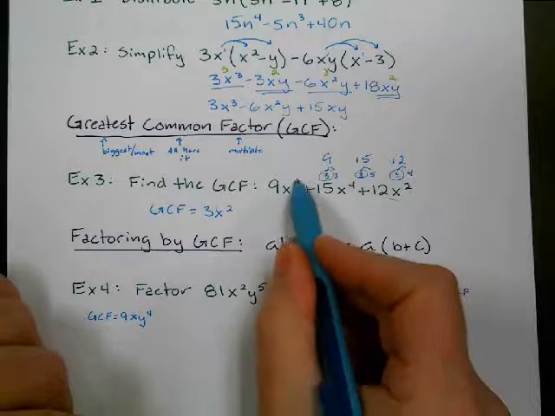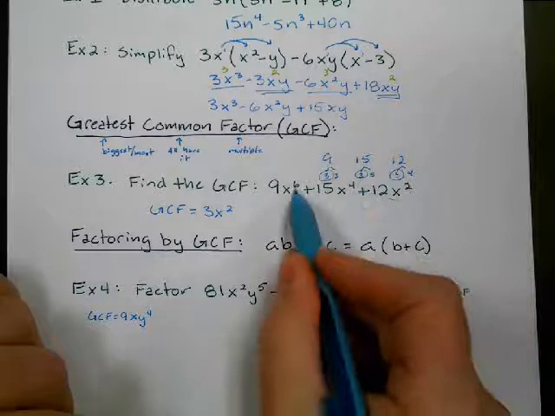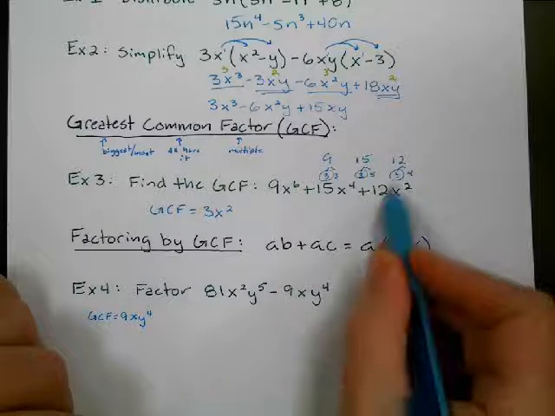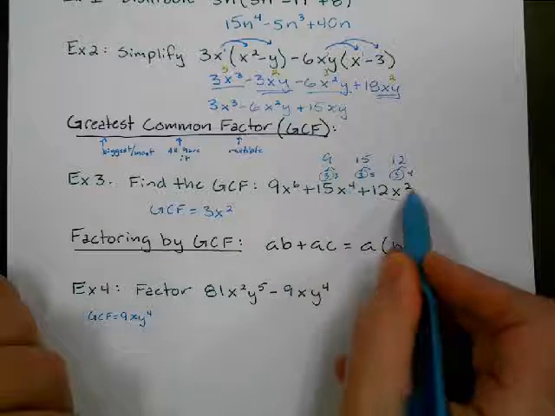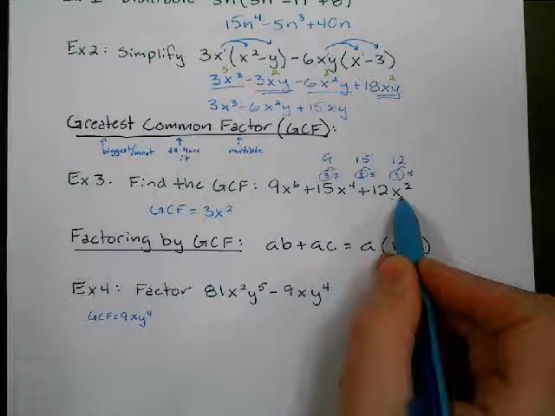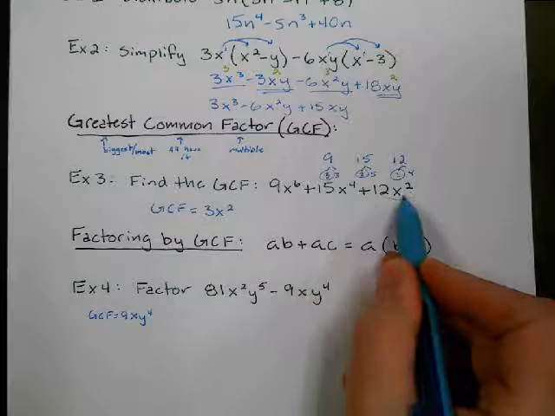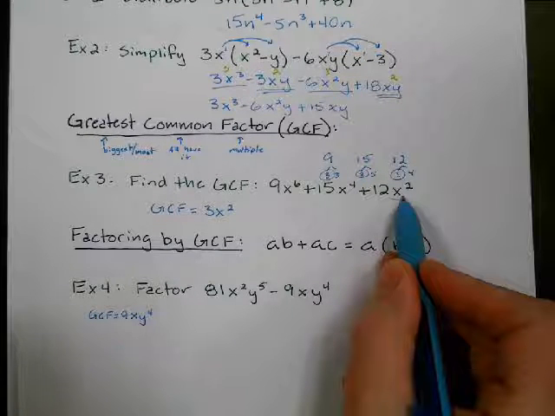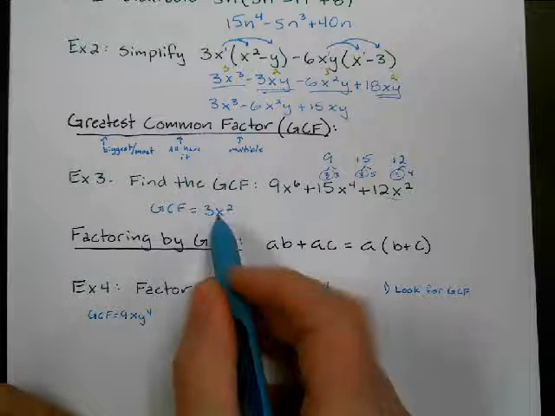A lot of people say, oh, x to the 6th. But this one only has 4 x's. It doesn't have 6 of them. This one has 2 x's. So I can't say x to the 4th because this one doesn't have enough. So x to the 2nd is the most that they all have, right? This one has 6 x's, this one has 4, this one has 2. So they all have at least 2 x's. So 3x to the second would be my GCF.